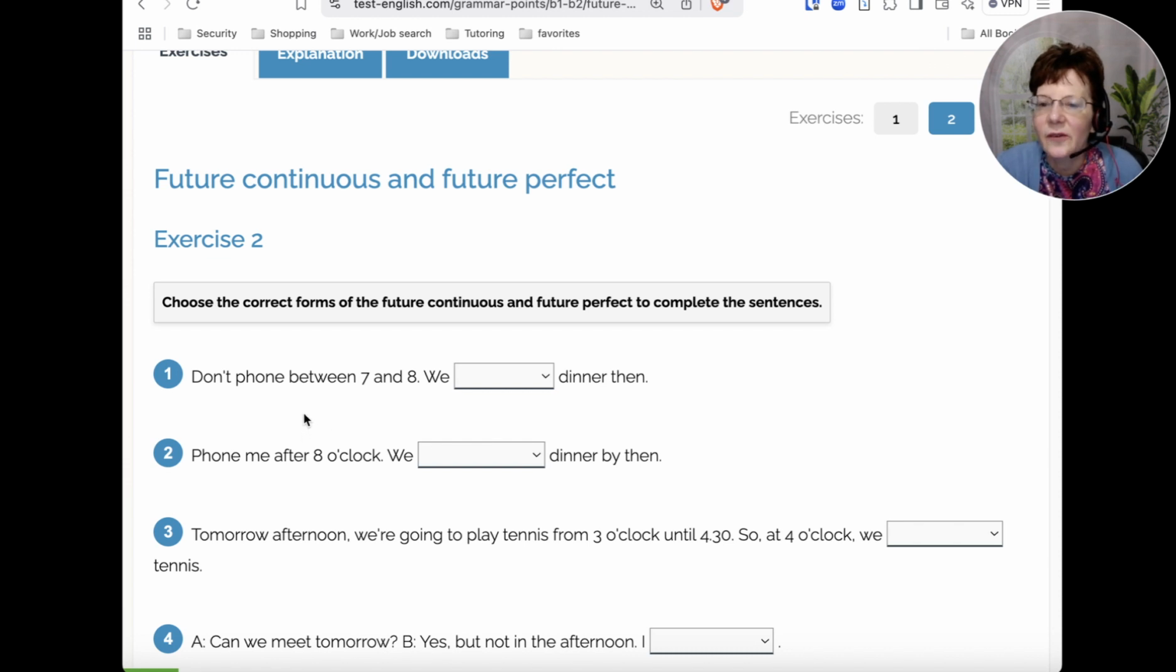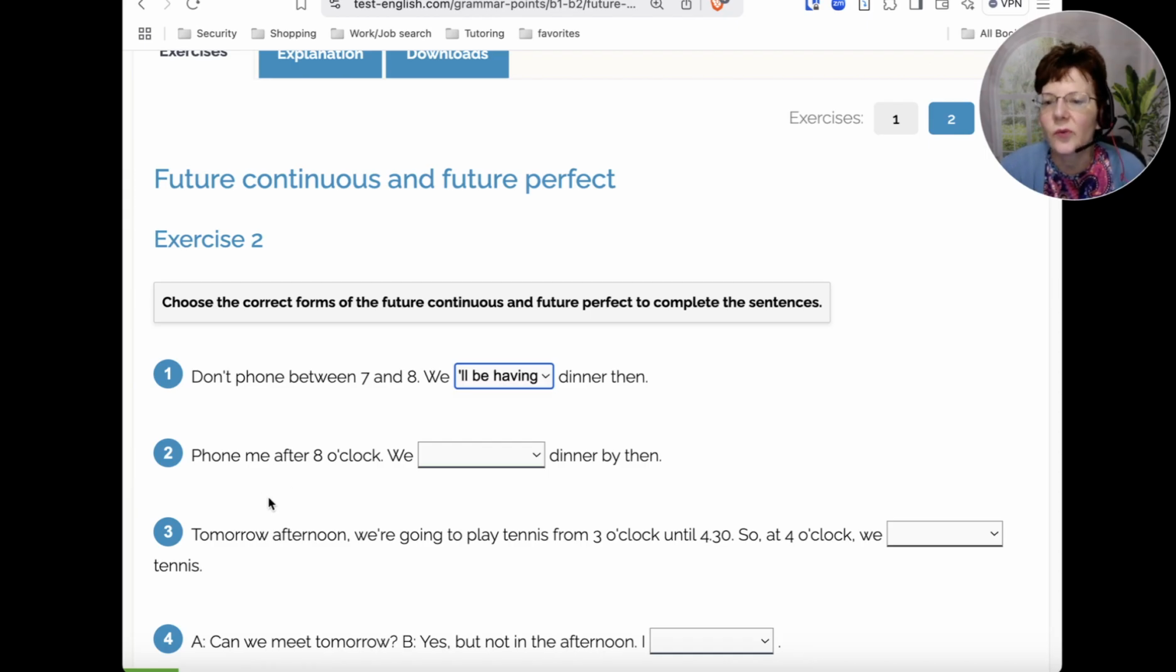Okay, so we have: Don't phone between 7 and 8. We dinner then. Will have had, will be having, or will be had. Okay, so it would be in progress this time. So if you chose the second option, will be having dinner then, that would be correct.